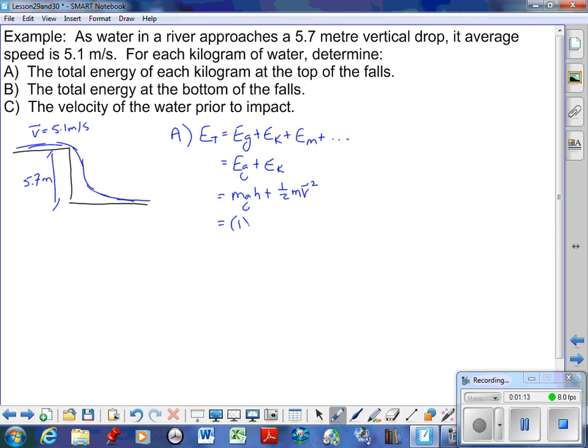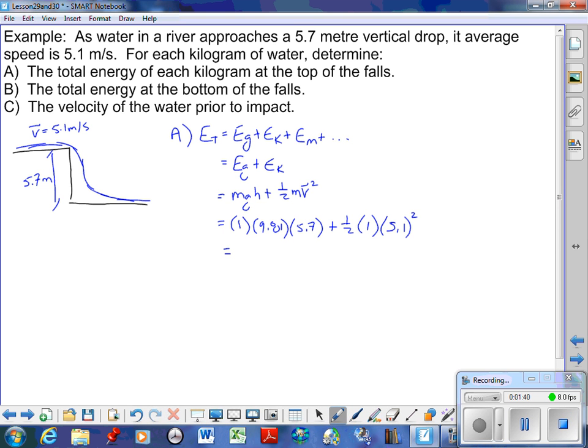So we're looking at 1 kilogram of water, 9.81. Gravitational potential, or the height, sorry, is 5.7 plus 1/2, 1 kilogram of water, and it's traveling at 5.1 meters per second squared. So there we go. There is the total energy at the top of the waterfall. So you have kinetic energy, it's already moving, plus that drop, that potential energy.